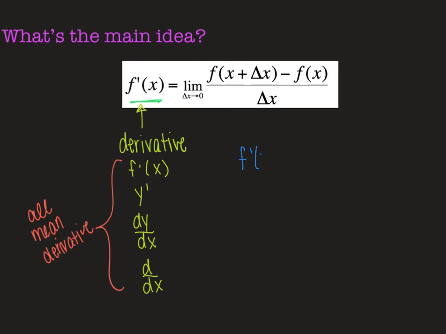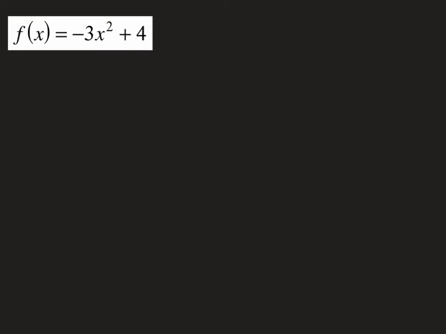So you're going to see f prime of x equals the limit as h approaches 0 of f of x plus h minus f of x all over h. You can see it's very, very similar. The only difference is that you have an h in place of delta x. So let's use this idea.